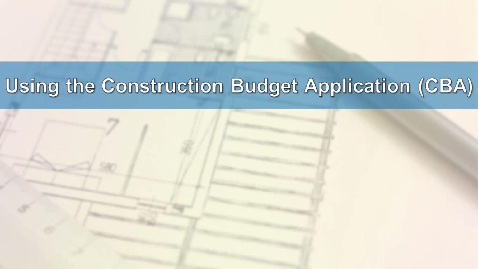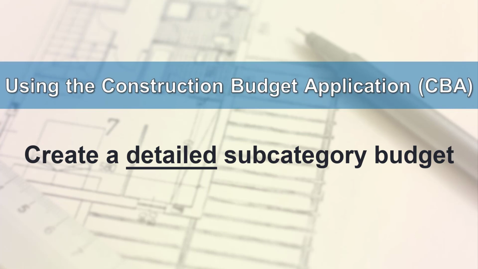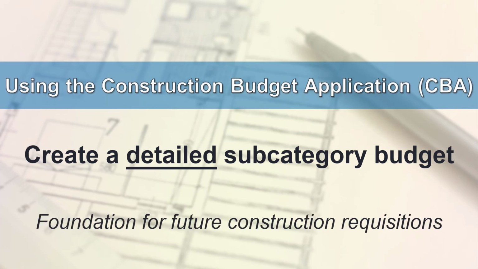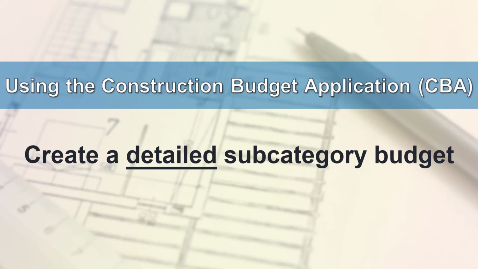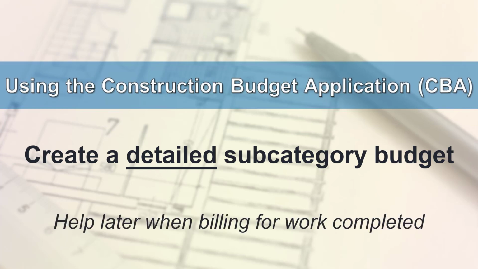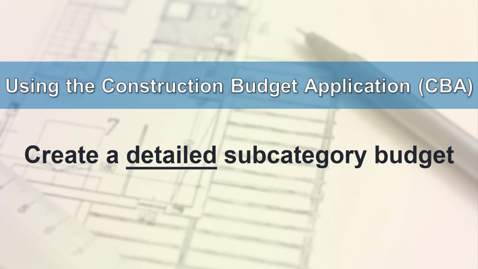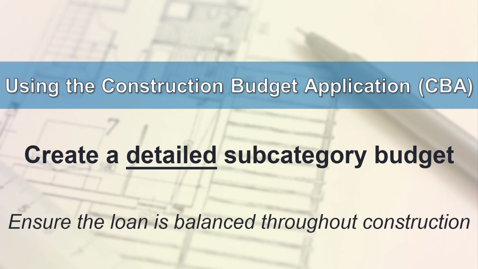It's important to create a detailed subcategory budget because it will become the foundation for your future construction requisitions or applications for payment. Spending time thinking through and planning out your subcategory budget will help you later on as you bill for work completed. Also, it allows your assigned VHDA Construction Control Officer, or CCO, to ensure the loan is in balance throughout construction.